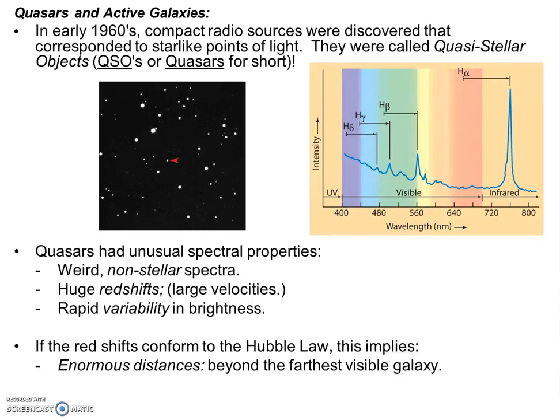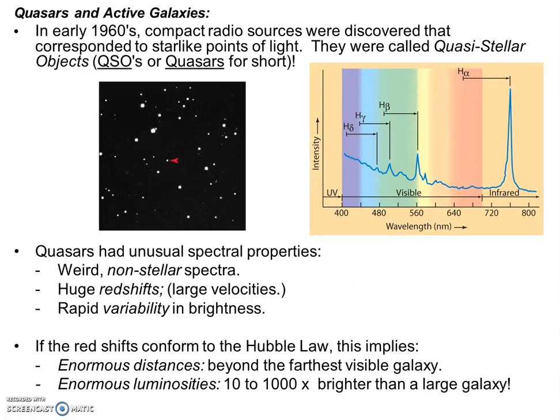So if these things were cosmologically redshifted, caused by the same phenomena that made the redshifts of the galaxies, it meant that they were extremely far away. And if we were able to see these objects, even if they were fairly faint, like this little guy here, and they were at these enormous distances, it means they had to be extremely luminous. They had to be extremely bright, 10 to 1,000 times brighter than a typical large galaxy.